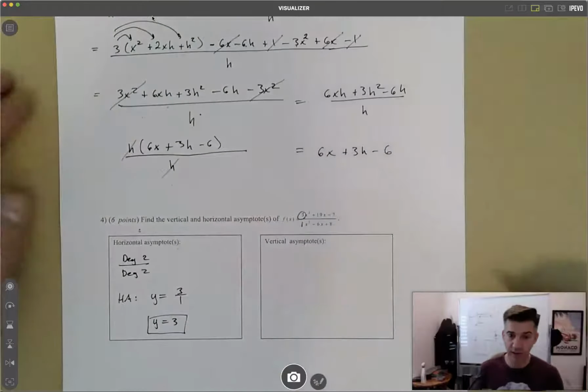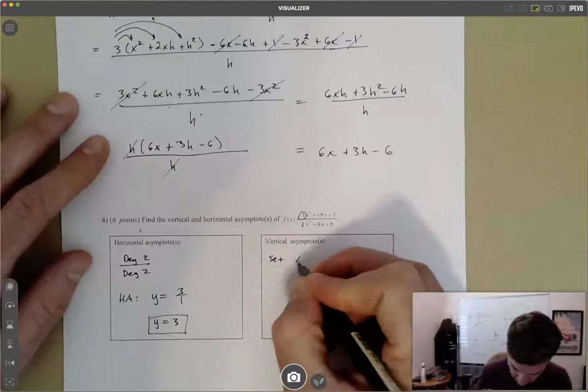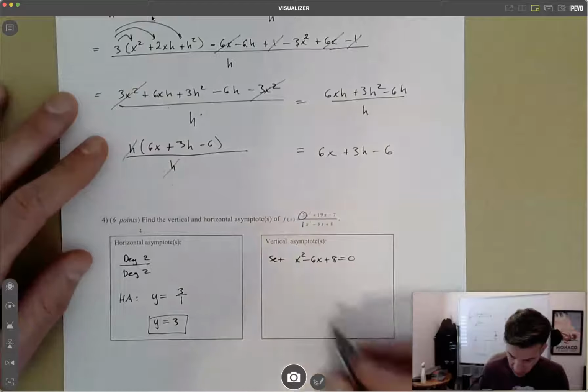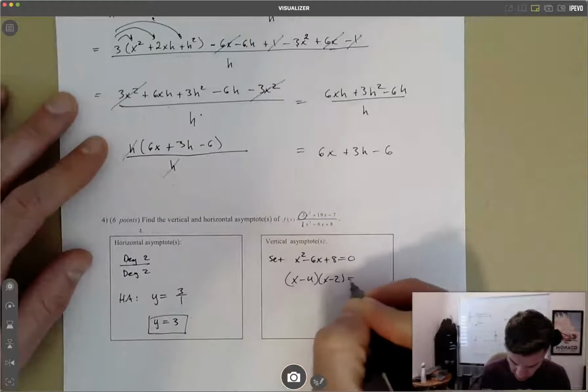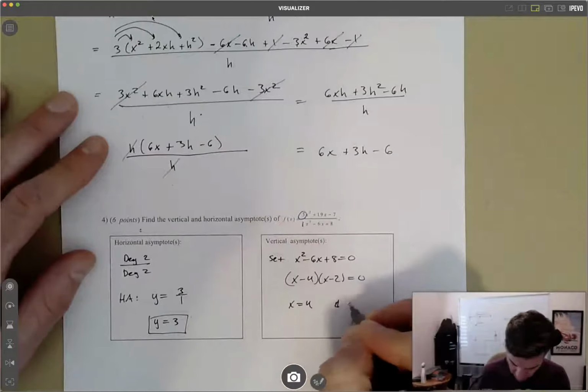Vertical asymptotes we find by setting the denominator equal to 0. So we're going to set x^2 - 6x + 8 equal to 0. And we're going to get (x - 4)(x - 2) = 0. We're going to get x = 4 and x = 2.